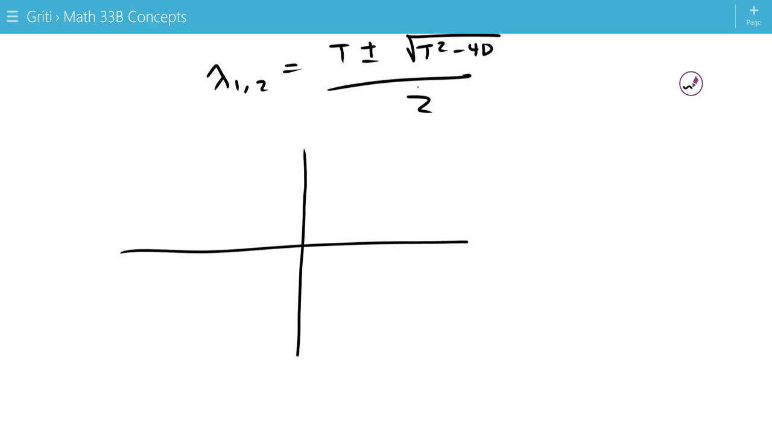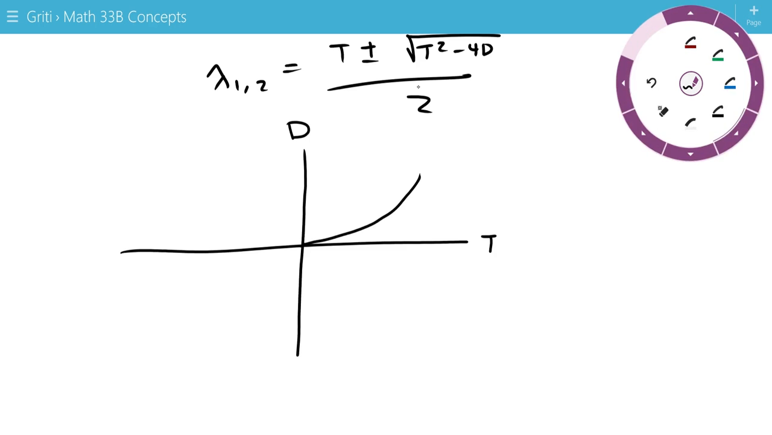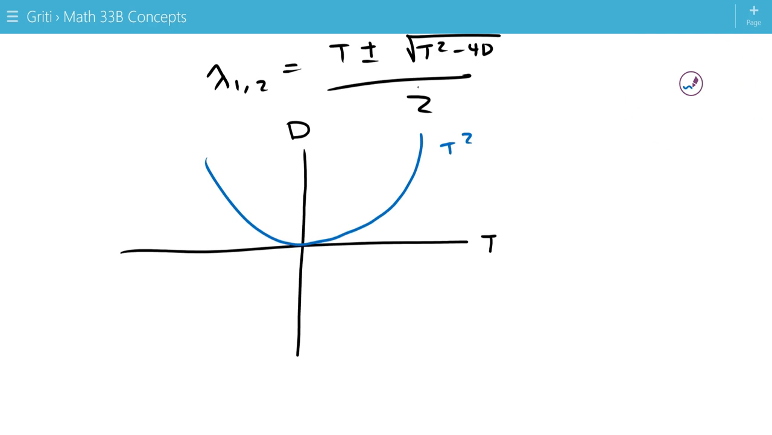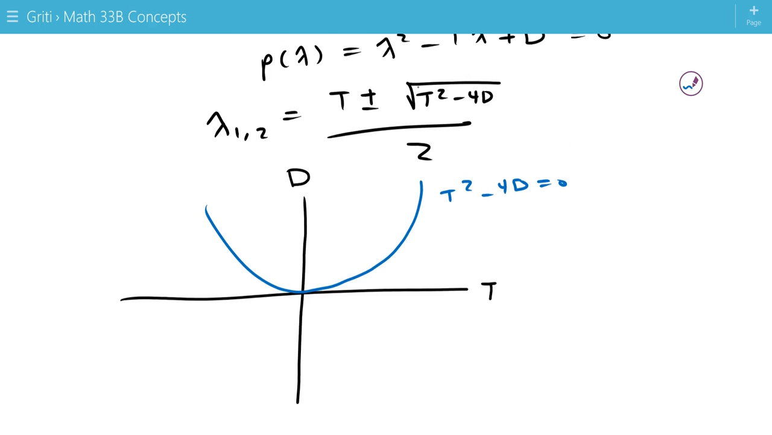We have a plane where the x-axis is the trace and the y-axis is the determinant. We have the parabola defined by t squared minus 4d equals 0. So that's where we get this equal to 0, and we have one eigenvalue, t over 2. Putting that in terms of d, that's d equals t squared over 4. So that's what defines this parabola.